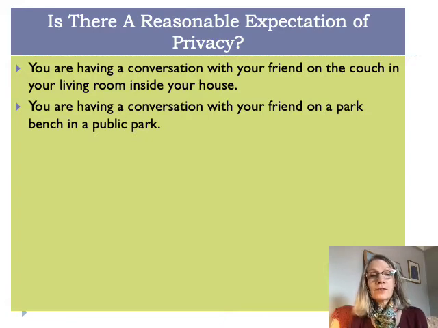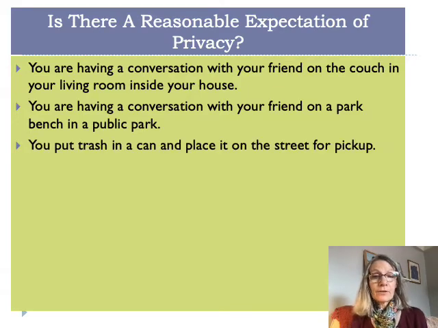You're having a conversation with your friend on a park bench in a public park. Go down the street, sit on a public bench, just start having a conversation. Do you think there's a reasonable expectation of privacy there, in that conversation?